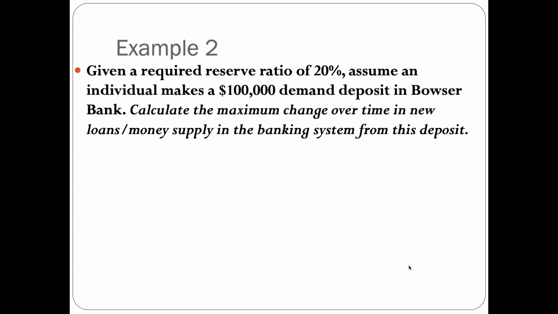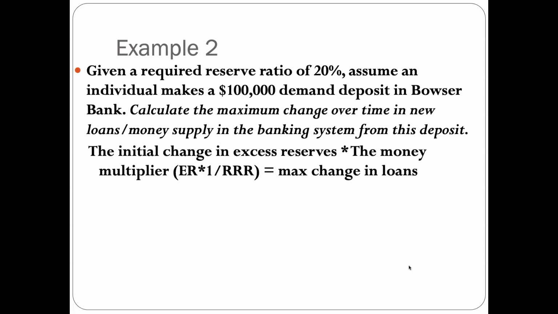So for that, you're going to do the initial change in excess reserves, which we got from example 1, times the money multiplier. So basically that amounts to excess reserves times 1 over the reserve requirement ratio. That's what RRR stands for, reserve requirement ratio. That's going to be equal to the max change in loans or max change in money supply.